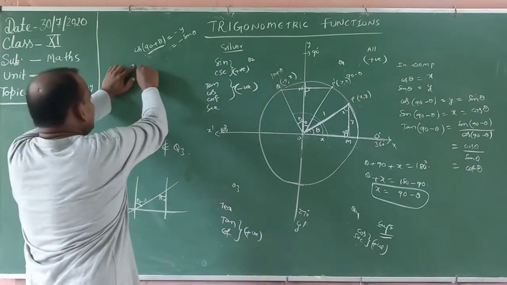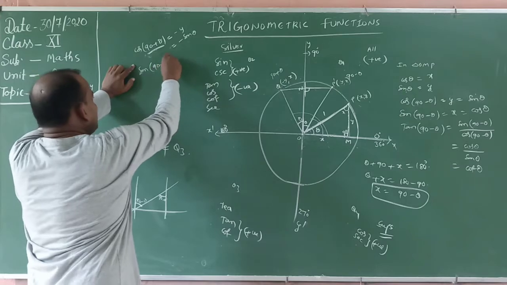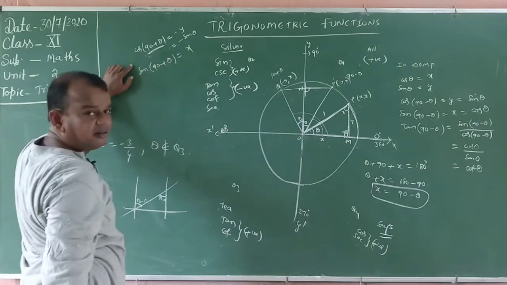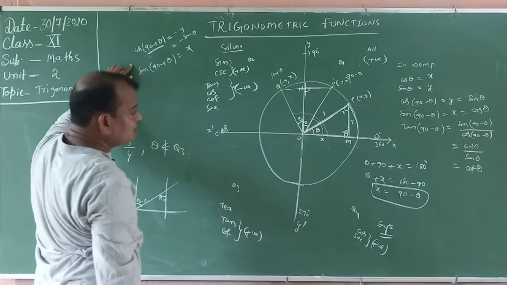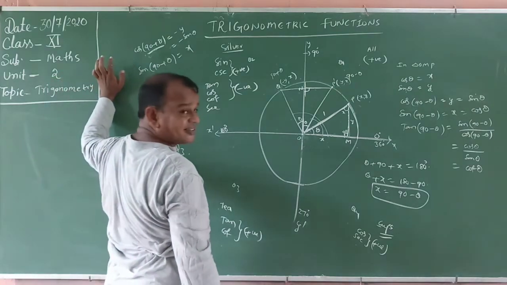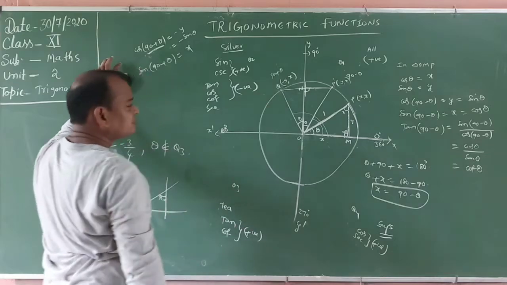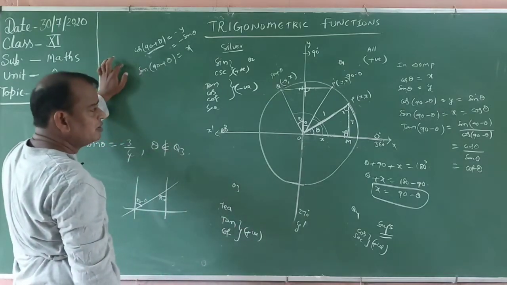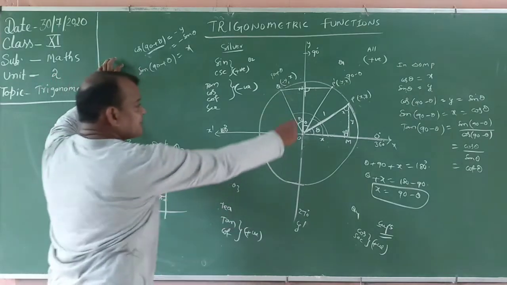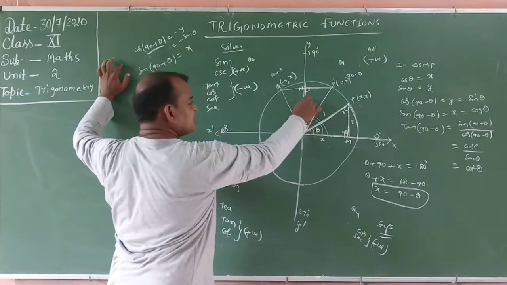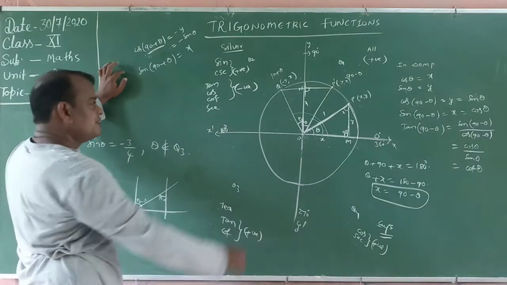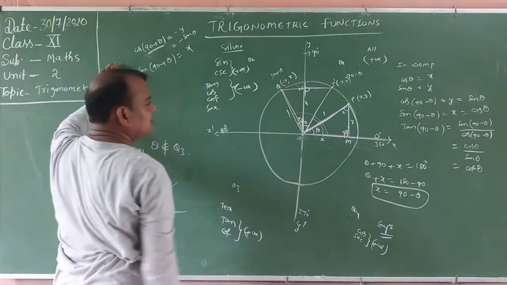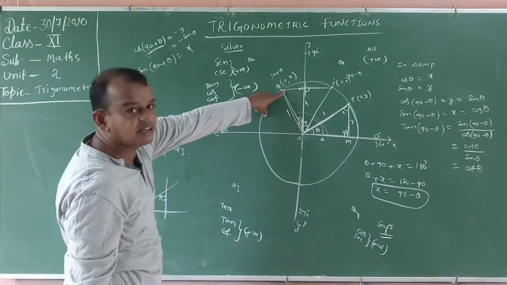Next, 90 plus theta. Apply sin: sin of 90 plus theta is equal to x. Say yes or no? Yes. This is 90 plus theta. This is x. This is minus y, whatever may be. The radius is 1. 90 plus theta means this angle is 90 plus theta.